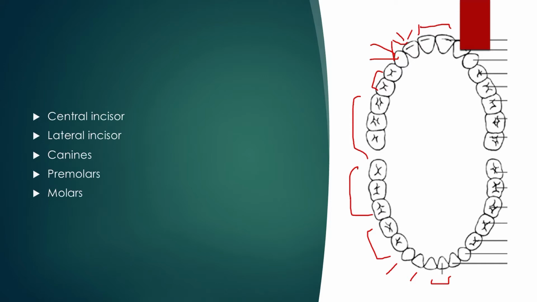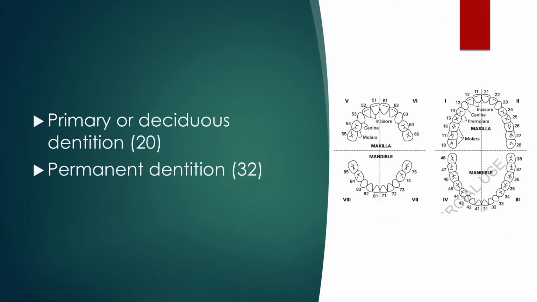Now the next term that is frequently used by your dental professors and dentists is the primary or deciduous dentition and the permanent dentition. In primary dentition we have a set of 20 teeth and in the permanent dentition we have a set of 32 teeth. In primary dentition we have central incisors, lateral incisors, canines and molars. So in primary dentition we don't have premolars. In a child you will not see premolars.